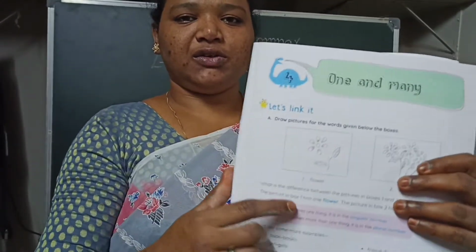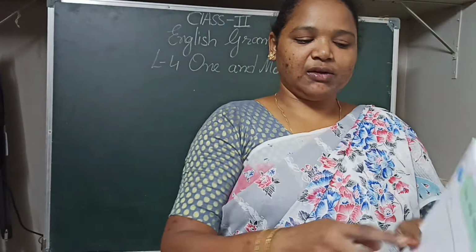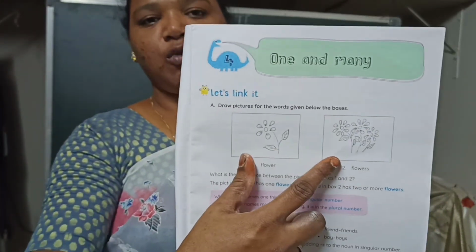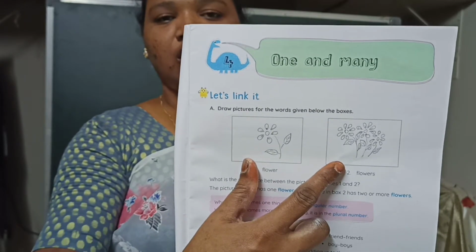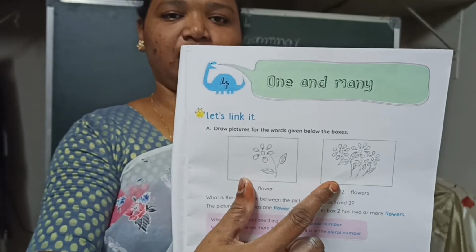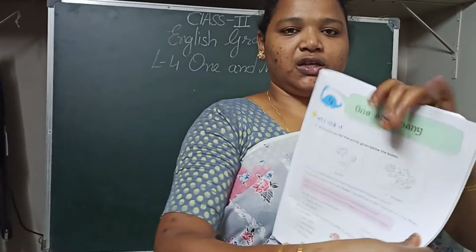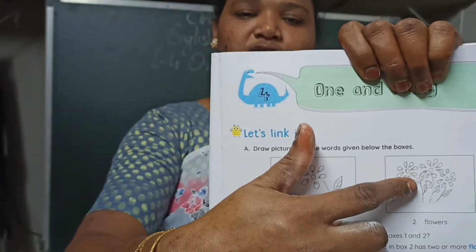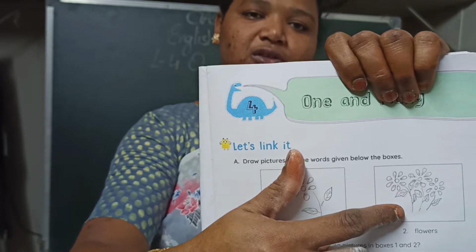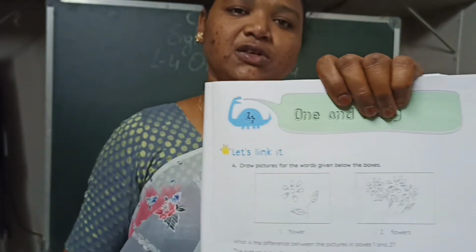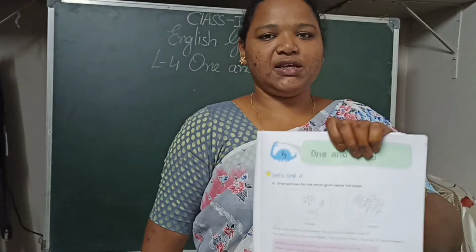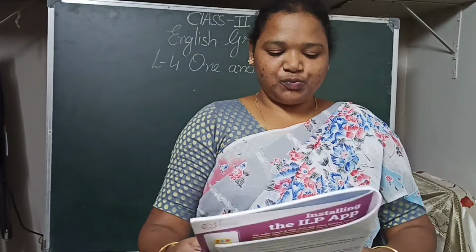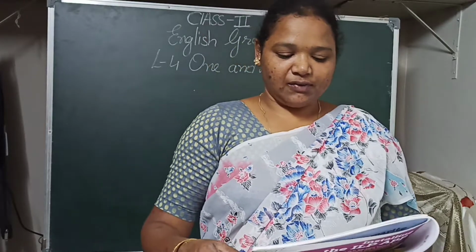Okay. So in these empty boxes, in one box they have told to draw one flower, and in the other box they have told to draw flowers, more than one flower. So in one box we have to draw only one flower, and in the other box we have to draw more than one flower. It can be 2 flowers, 3 flowers, 4 flowers, as many as you can draw. Okay. So regarding those pictures, they have asked some questions.